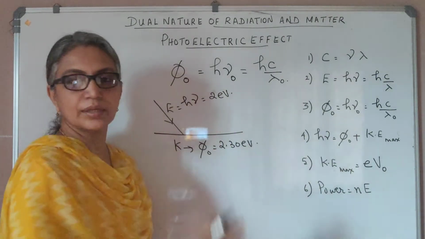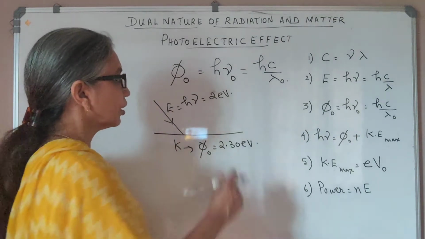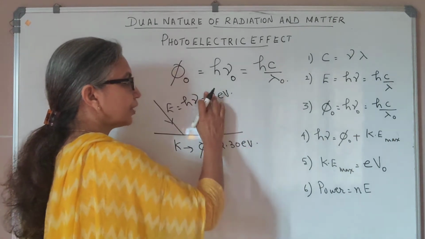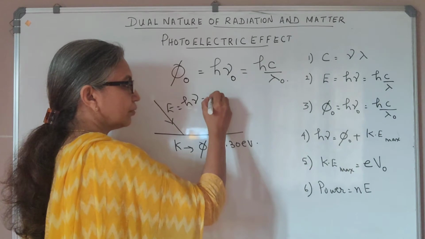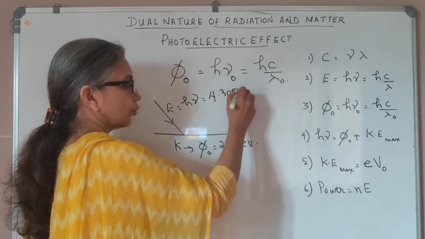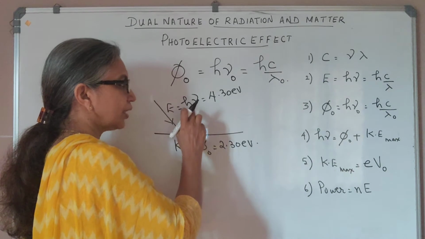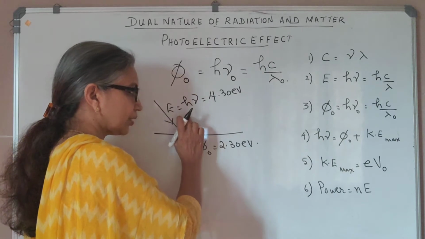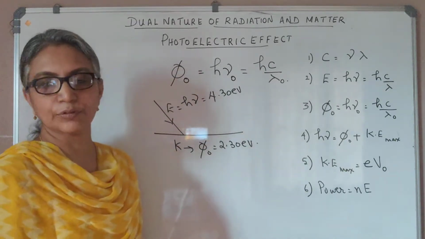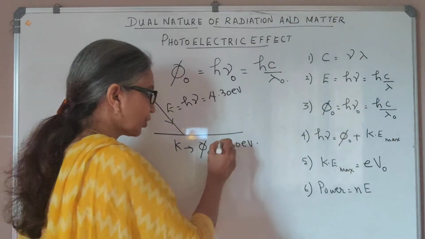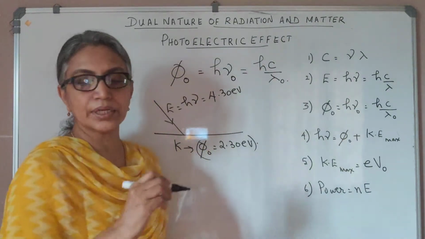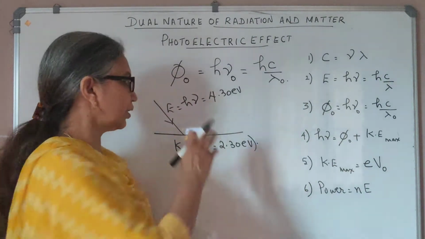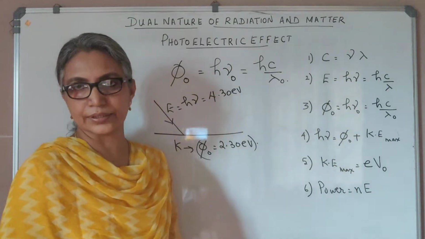This metal surface will not emit a photoelectron because the energy of the incident radiation is less than the work function. But if, let's say, the incident radiation has 4.30 electron volt, it now has an energy greater than the work function, and therefore this incident radiation will produce the photoelectric effect on this metal surface. So work function, as you see, is the minimum energy required for a metal surface to emit photoelectrons when incident light is falling on that metal surface.